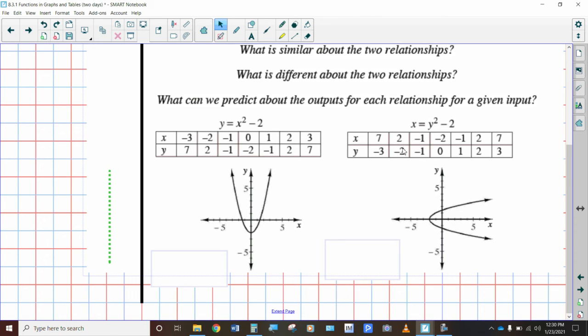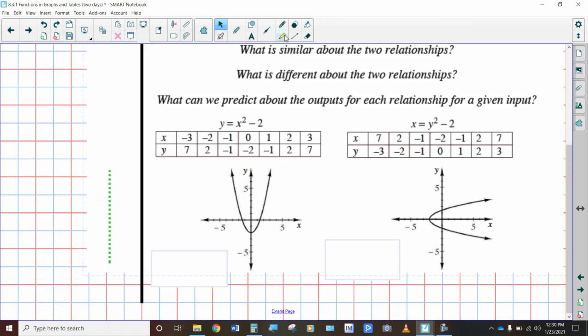So what's the difference between the two? Remember what we said, where we were talking about one input has to have exactly one output. Well, we really want our input to be the x value. So if every x value has exactly one y value, then it's a function. If not, it's not a function.